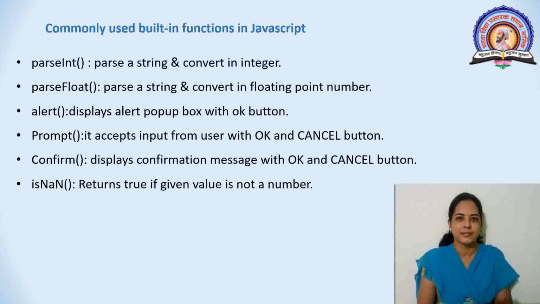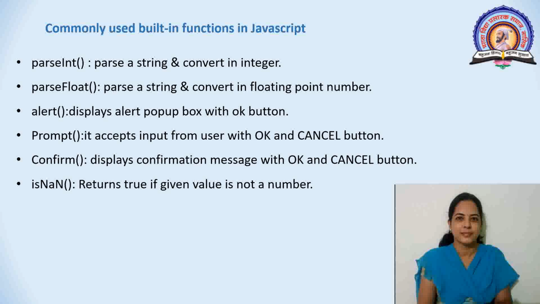Commonly used built-in functions in JavaScript. There are different built-in functions which can be used in JavaScript. First is parseInt. This function is used to parse a string and convert it into an integer. Then parseFloat. It will parse a string and convert it into a floating point number.